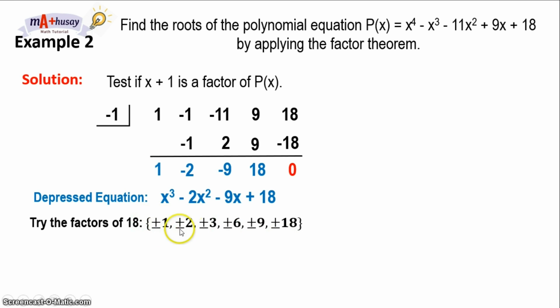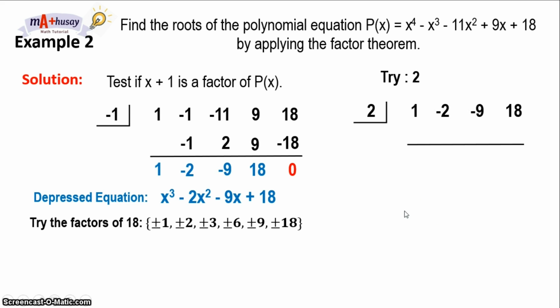So we will test each of these possible factors of the depressed equation. So in this case, I want to try x equals positive 2. So from our depressed equation, we will again use the synthetic division. So we list down the numerical coefficients. We have 1, negative 2, negative 9, and 18. So we are going to test if 2 is one of the roots of p of x. Now, bring down 1.